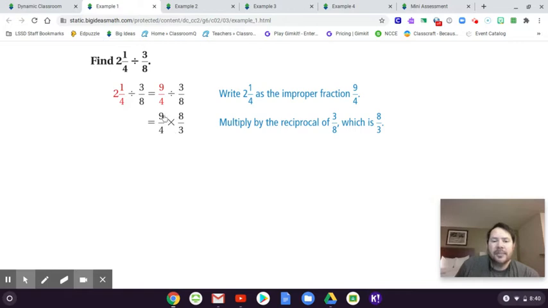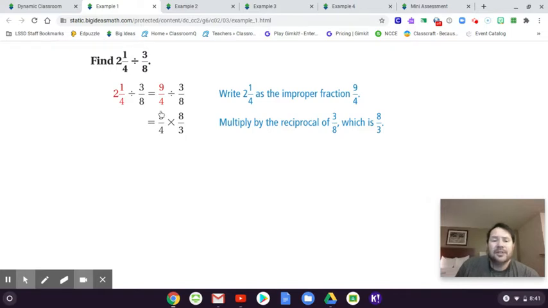So looking at the top, the numerators, the 9 and the 8, and looking at the bottom, the denominators of 4 and 3, is there anything that the top shares with the bottom? Is there a common factor between, let's say, 9 and 3? Yes, 3 is a common factor. So we're going to divide 9 by 3, and we're going to divide 3 by 3.